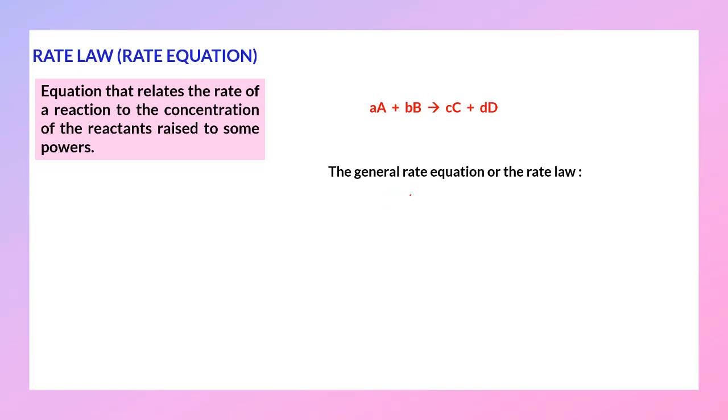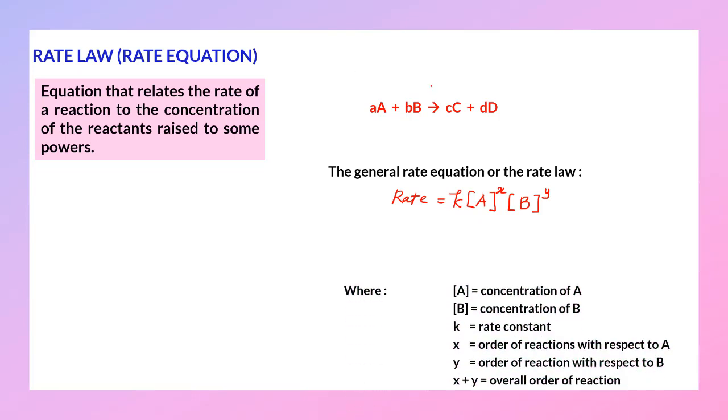Alright, so the general rate law is rate equals k times the concentration of reactant A to the power of, let's say, x, times the concentration of reactant B to the power of, let's say, y. So [A] is the concentration of reactant A, [B] is the concentration of reactant B, k is the rate constant, and x and y are the orders of the reaction.